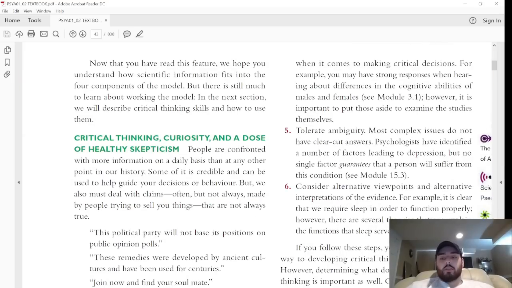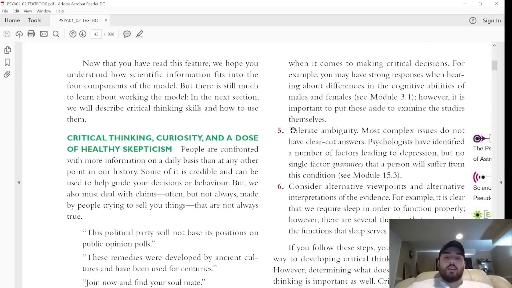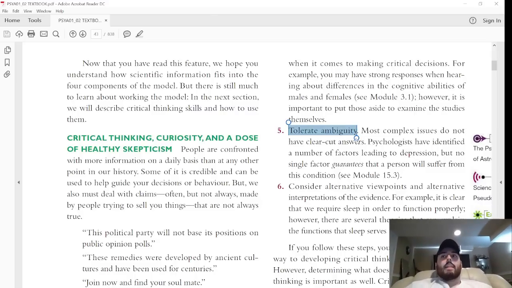We have to be able to tolerate ambiguity. So what does this mean? When you tolerate ambiguity, it means that sometimes we could conduct a study and there's multiple meanings at the end of it, right? So for example, what we even touched on earlier in the text, and it cites it here too, is what are the factors leading to depression, right? So there are multiple factors that are leading to depression.